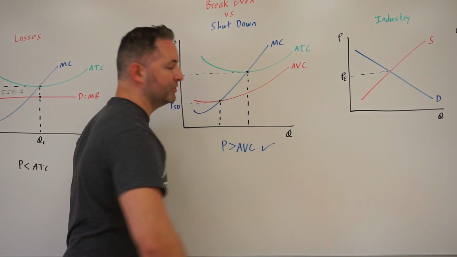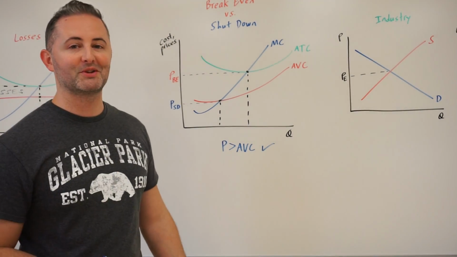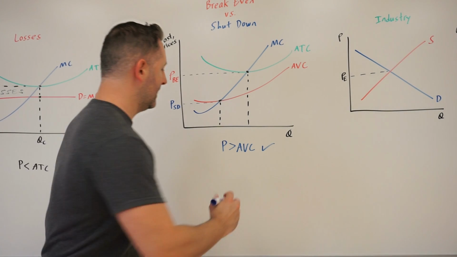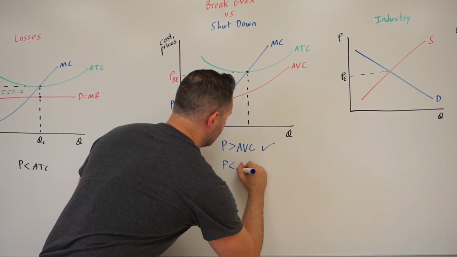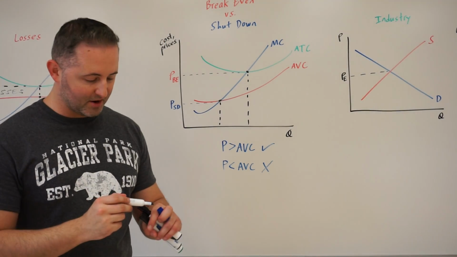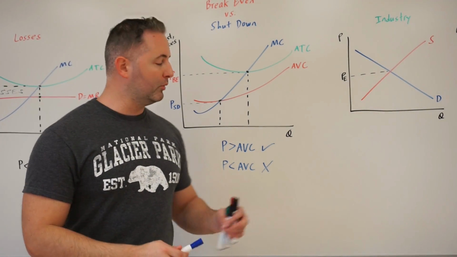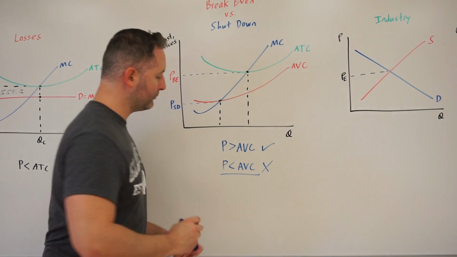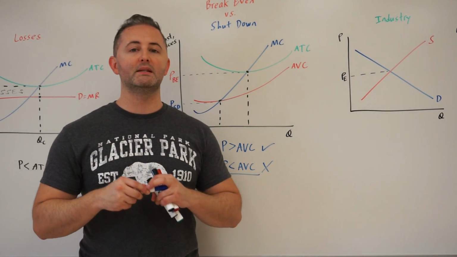then we produce in the short run. That's what that check mark is going to represent. We produce in the short run, even though we're going to take a loss. If the price, however, is less than AVC, we will not produce. That's what the X there is going to show. In the short run, we will shut down. So this is going to be our shutdown price, when price is less than AVC.